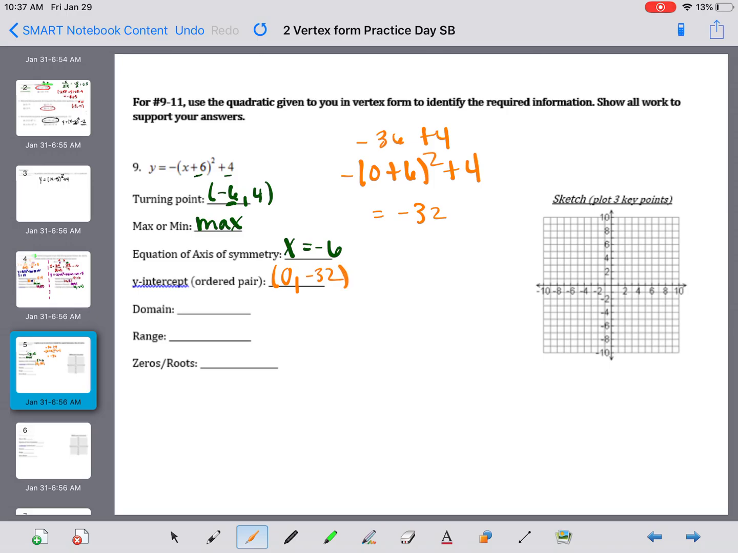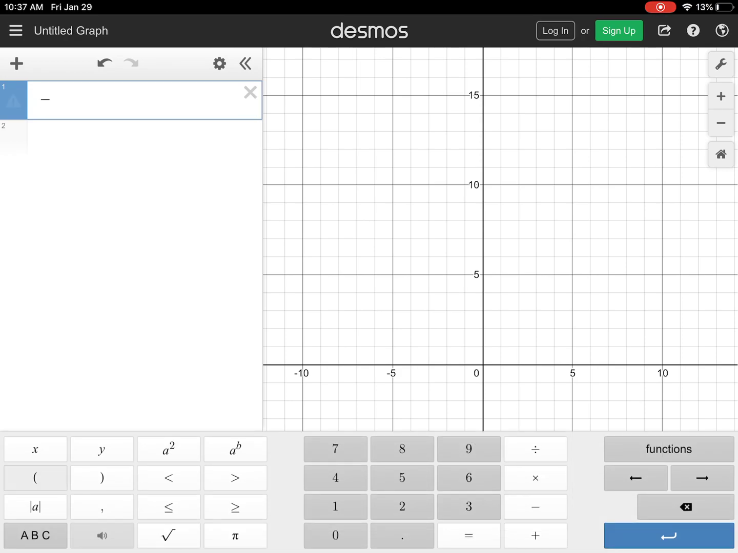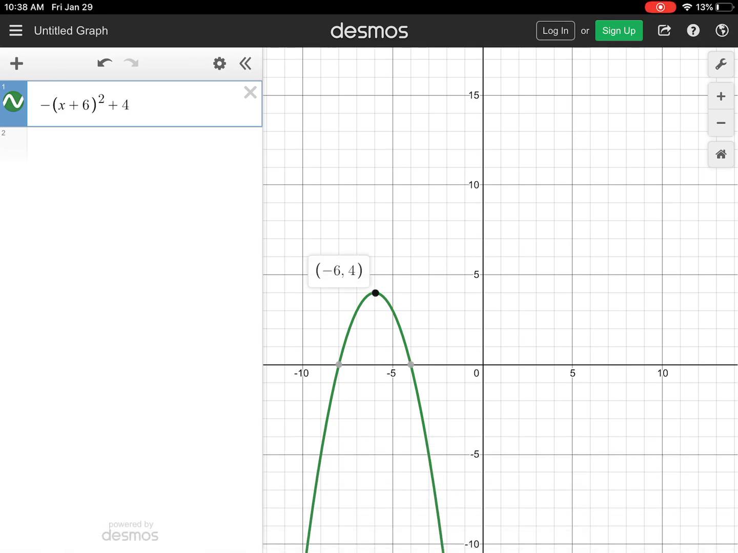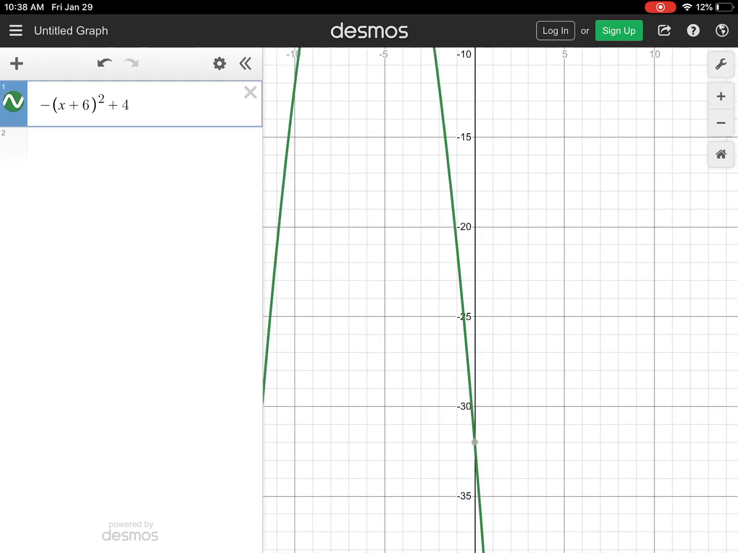In Desmos, you can just graph this. Negative x plus 6 squared plus 4. And one, it checks your turning point, negative 6, 4, that matches. It also shows you that, oh, it's a maximum because it's opening down. It tells you what your roots are. And then if we keep going, there we go. There's our y-intercept. It matches. Negative 32.